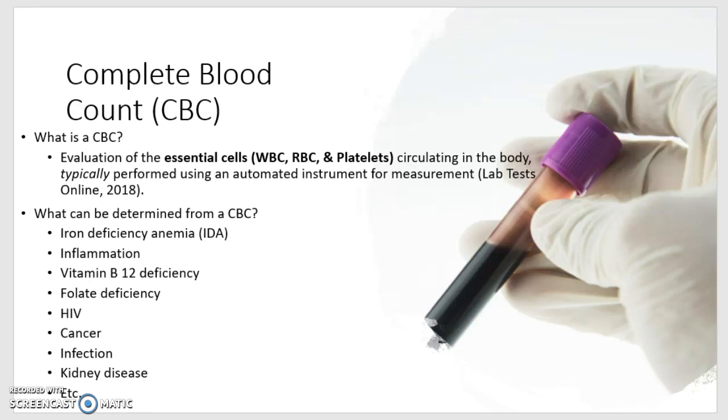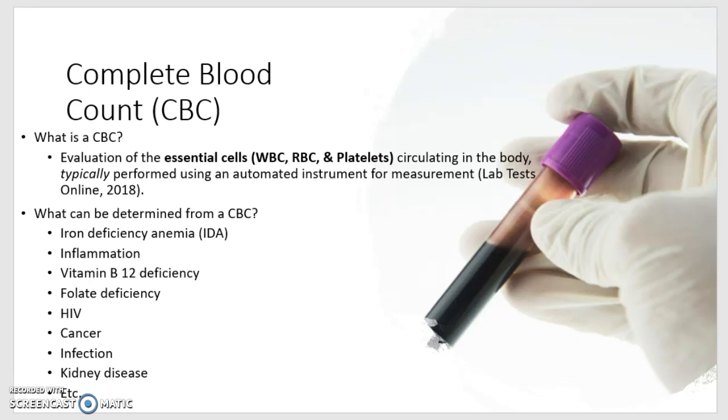Those are the main cells that are circulating throughout our body, and oftentimes on a CBC, these are calculated using an automated instrument. However, there are instances in which that will need to be done manually, and we can talk about that a little bit more later. So remember, this is an automated machine.